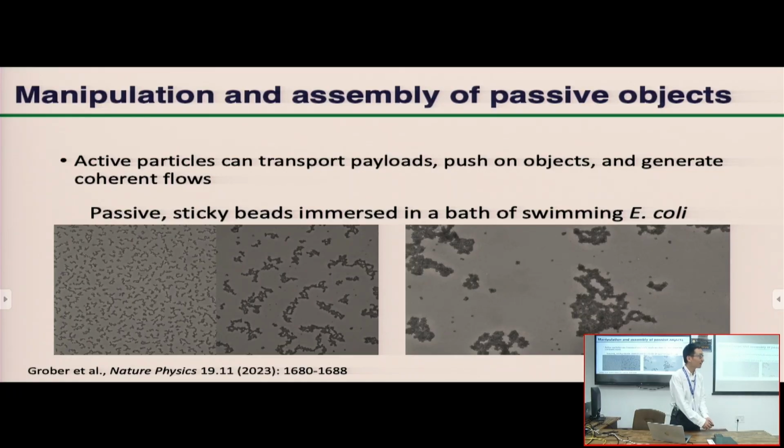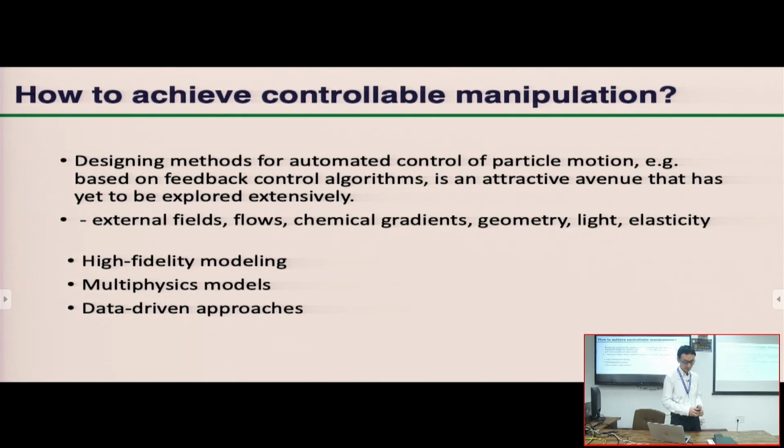Okay, so we're talking about passive objects. In general, even moving out of material science, we're just trying to manipulate passive objects with active particles. We want to be able to predict these structures, but also can we control their motion so that we can precisely guide them somewhere or these structures. So the point is then, can we design methods for automated control of particle motion, whether based on some sort of feedback control or some other things: external fields, forces, flows. We talked about chemical interactions before. Geometry, that's also something we've shown slightly.